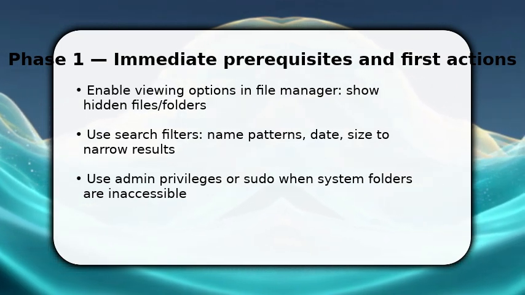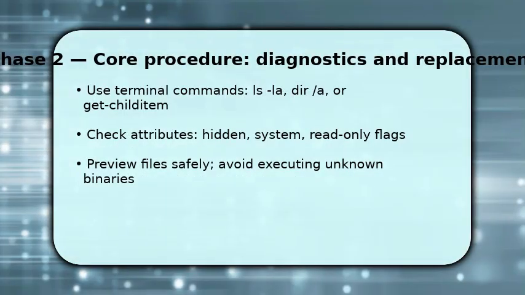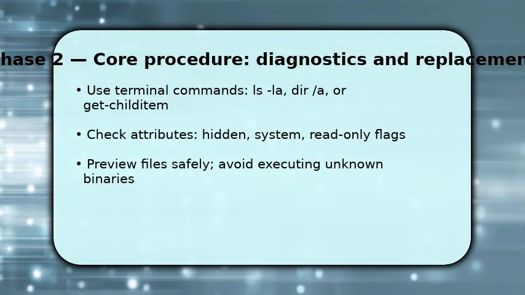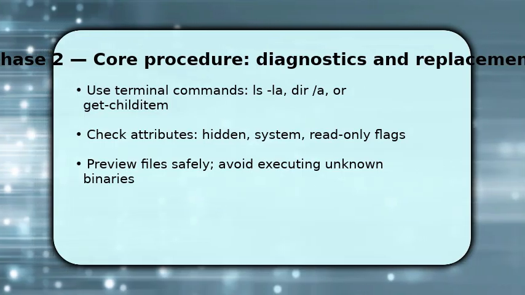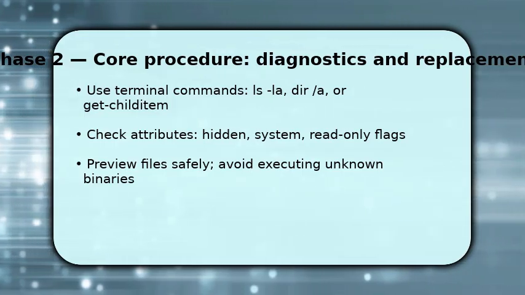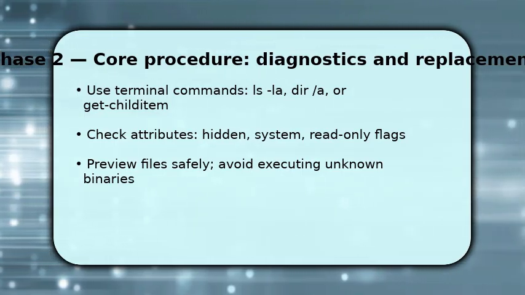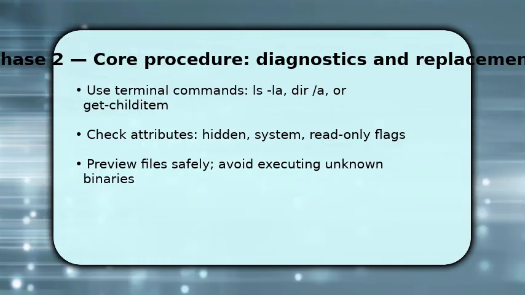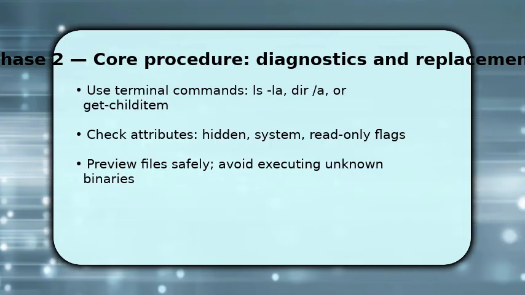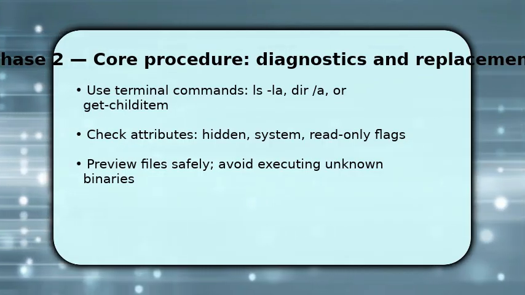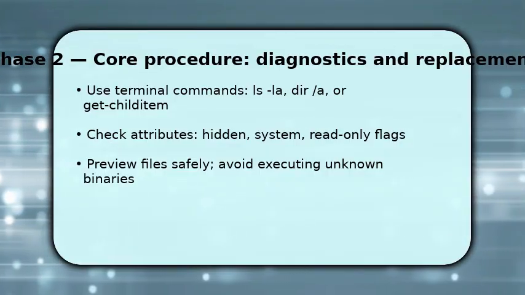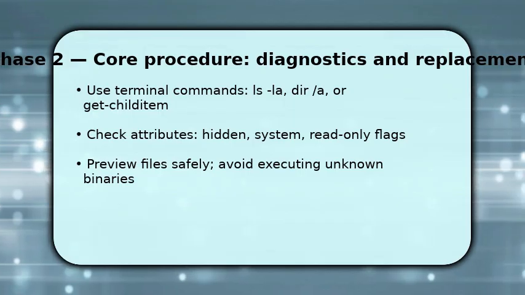Now shift to inspection. Use terminal commands such as ls -la on Unix or dir /a on Windows to list hidden entries. This reveals the why behind invisibility, typically an attribute flag. Once visible, analyze attributes. Hidden, system, or read-only. These explain access constraints. Preview files with a safe viewer or text editor to confirm purpose and do not execute unknown binaries. If needed, change attributes temporarily to copy or backup.